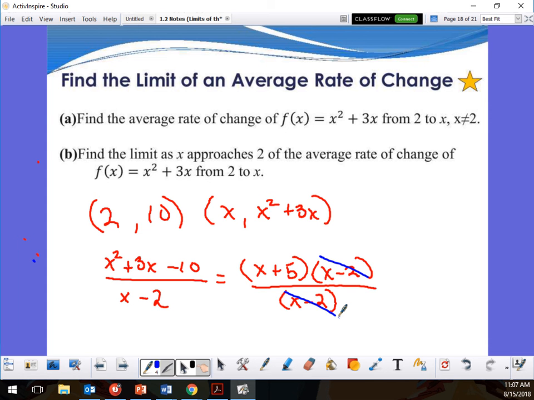Now, find the limit as x approaches 2 of the average rate of change from here to here. So now this is the limit as x approaches 2. And since I was able to remove that discontinuity, my new function is x plus 5. I can now plug it in. Before, I couldn't plug in 2 because I'd end up with 0 in the denominator, so I factored it out. So now my answer is 7.